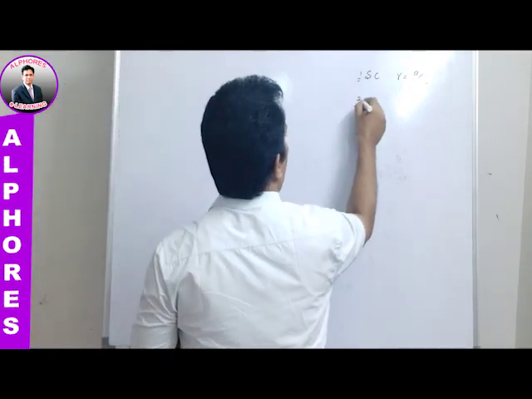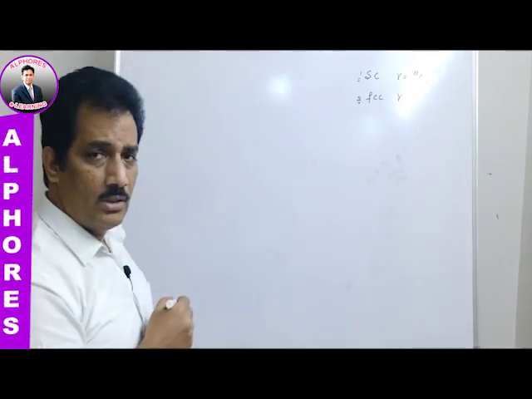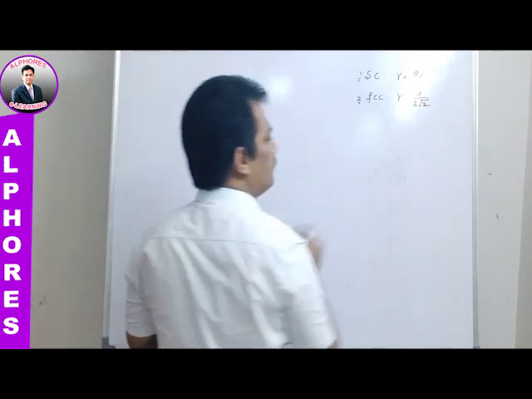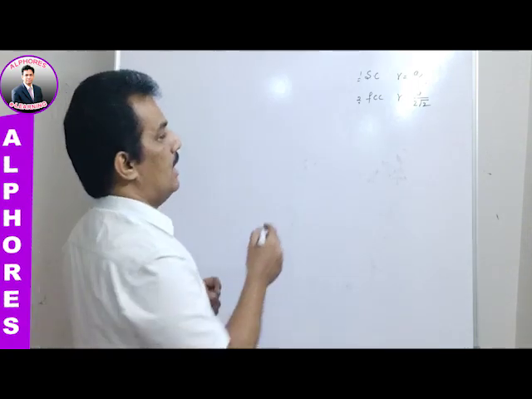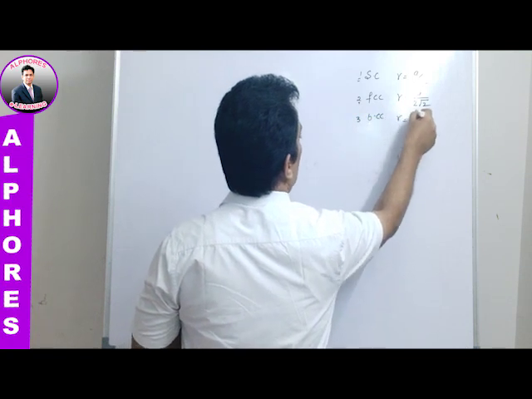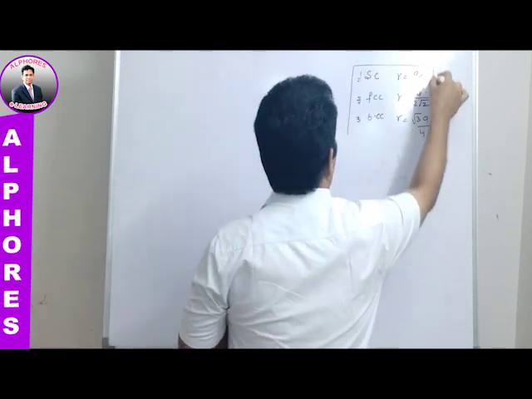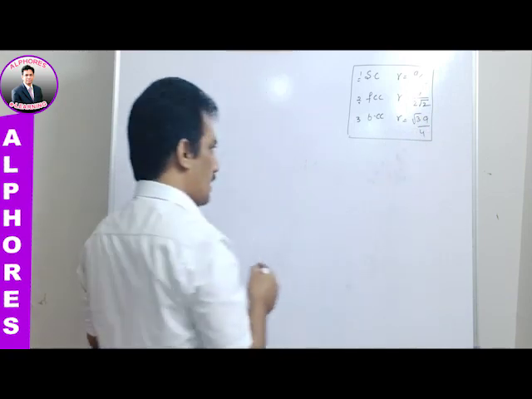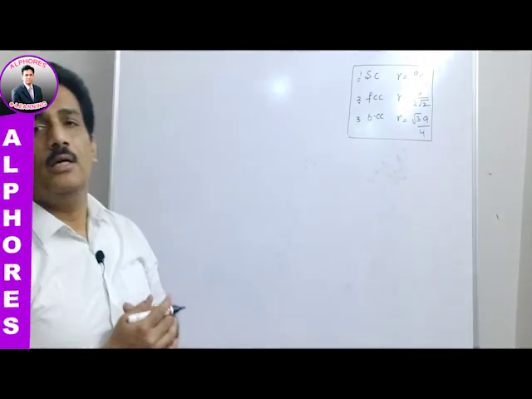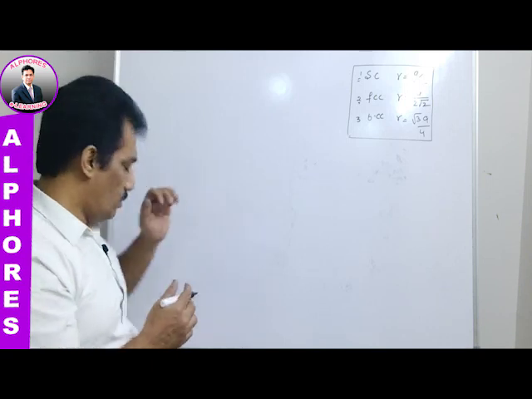And for FCC, what is the relation between R and a? Can you recollect? R is equal to a by 2 root 2. And in the case of BCC, that is body centered cubic, R is equal to root 3 a by 4. These are the derivations we made in the previous session that relate atomic radius with the edge length. Clear? Now these relations are useful in finding the packing fraction or packing density in the different unit cells, and now let us go for that packing fraction.